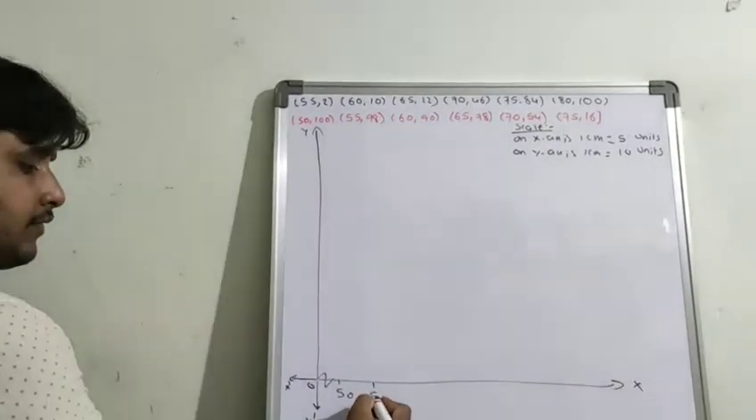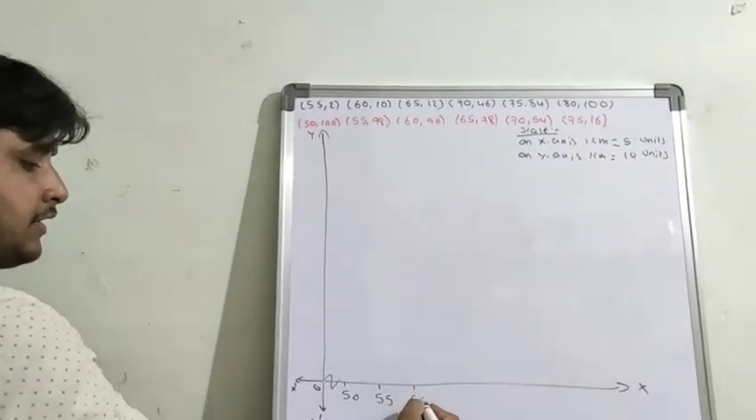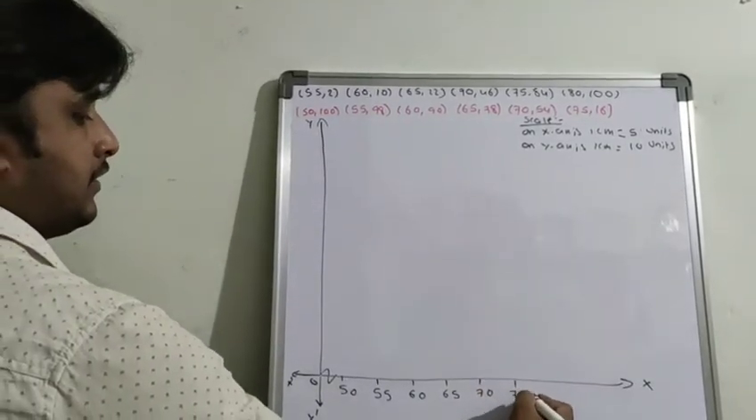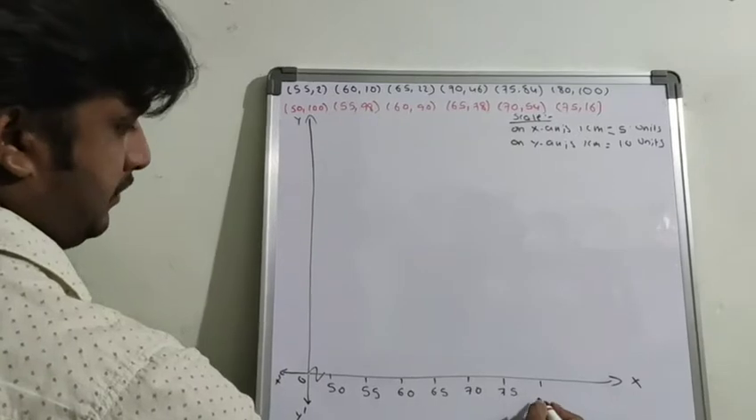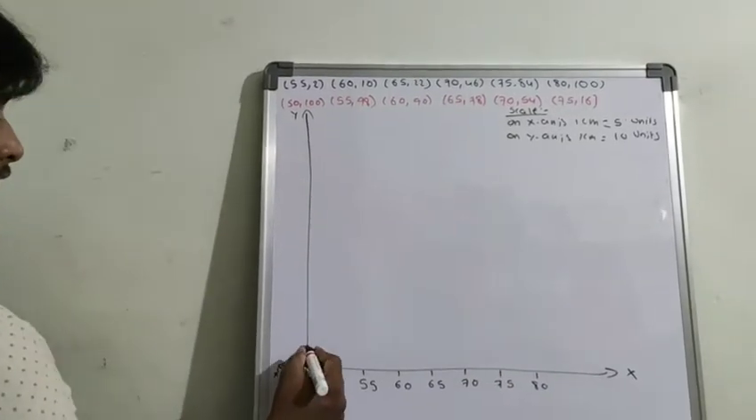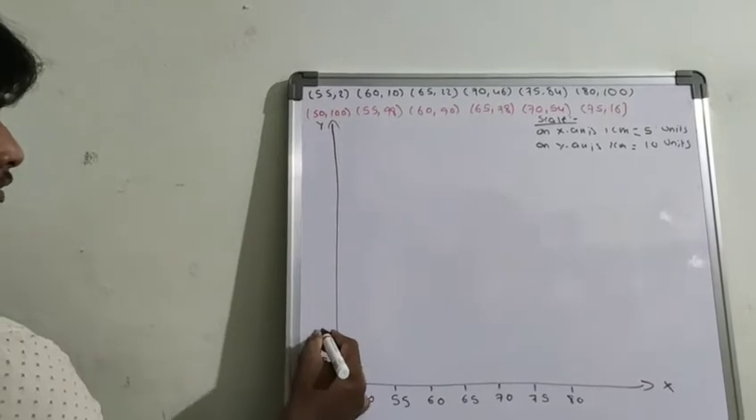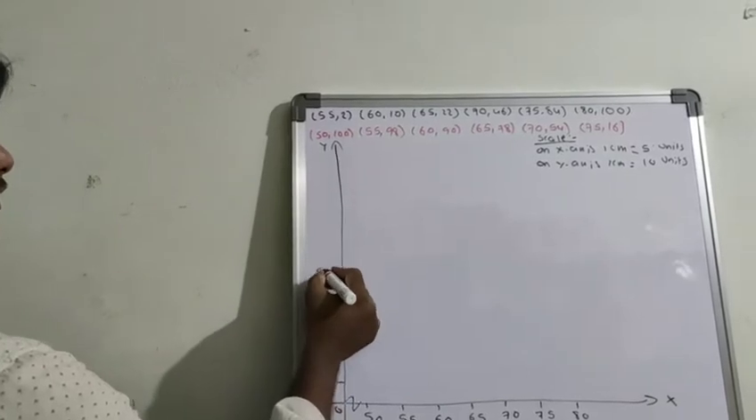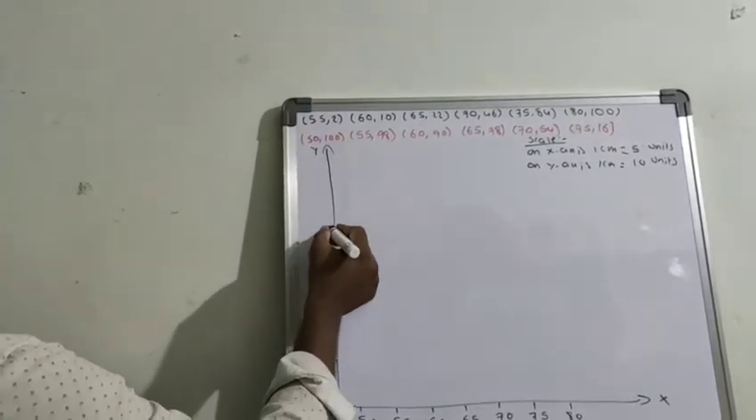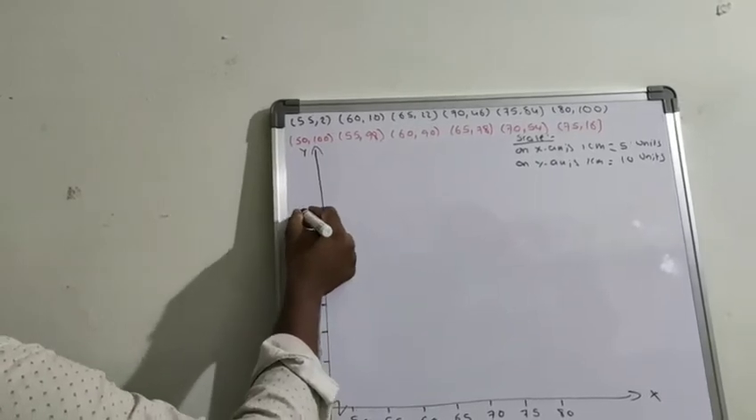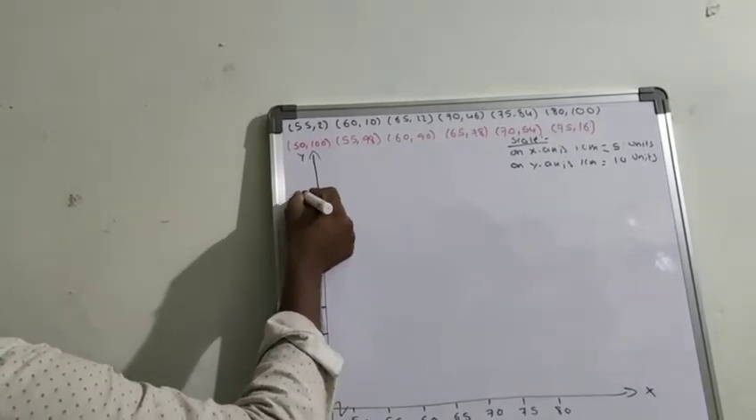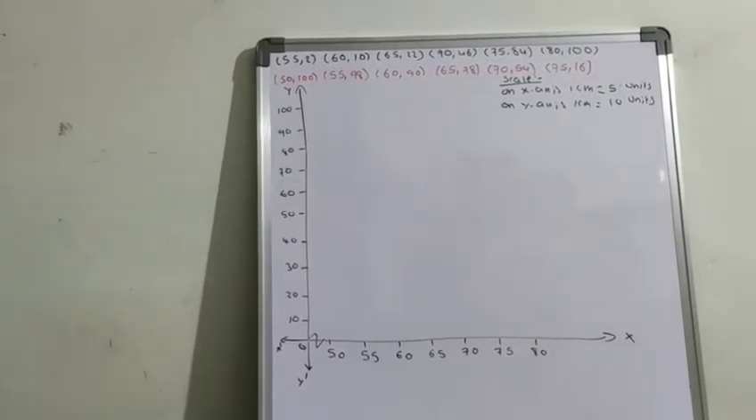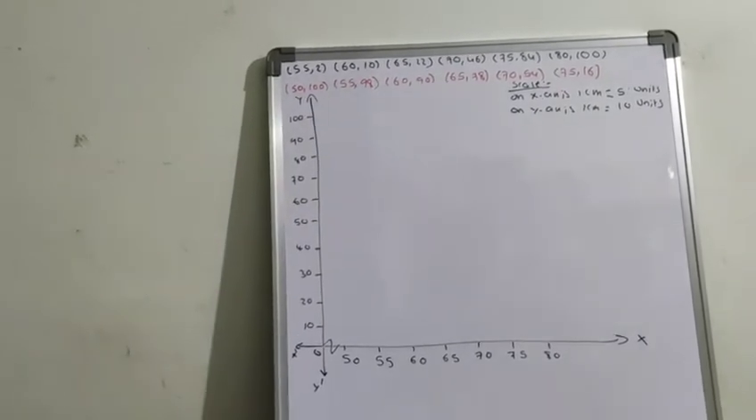50, 55, 60, 65, 70, 75, 80. Maximum number is 80. So here 10, 20, 30, 40, 50, 60, 70, 80, 90, 100. So first, less than cumulative with the black, and greater than cumulative points with this one.